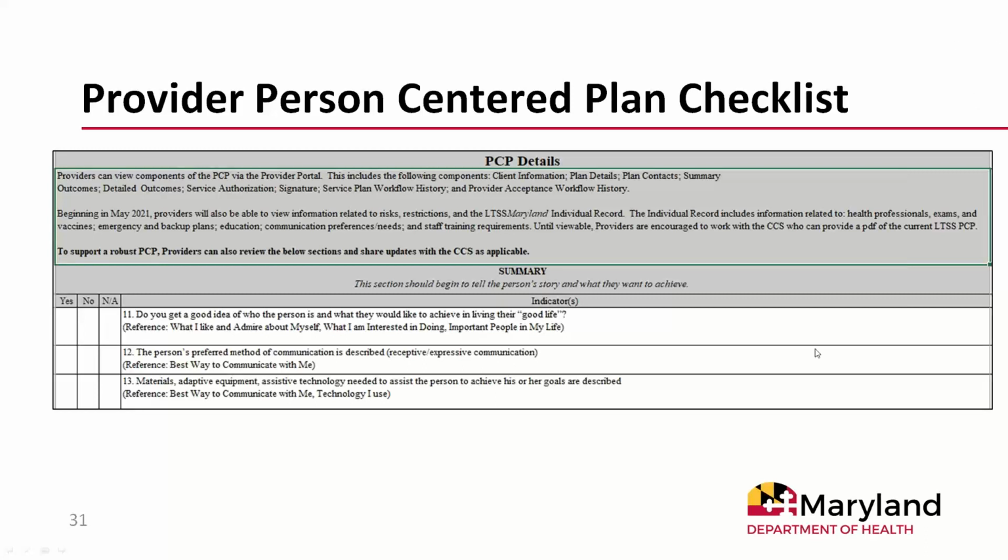Providers can view additional information about the PCP in the provider portal section. So the remainder of the checklist, which is highlighted, has additional areas that you could look at to support a robust, up-to-date, accurate person-centered plan. The view from the provider portal section of the PCP includes various components such as the client information, plan details, the outcomes, the service authorization, signatures, the service plan workflow history, and the provider acceptance workflow history.